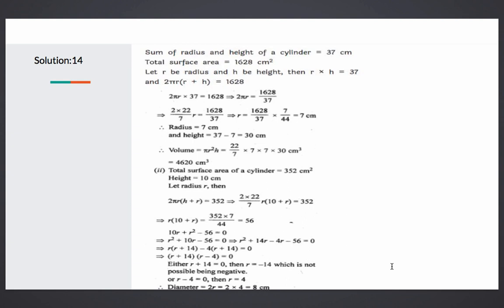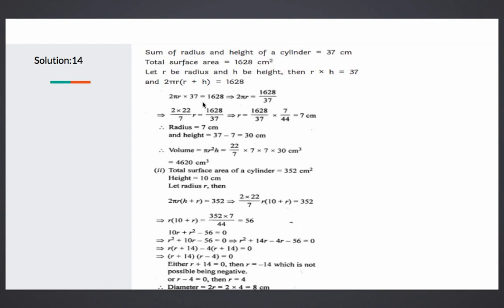So we are going to continue with the exercise, question number 14. Students, pay attention. Look at your book. The 14th question says: the sum of the radius and height of a cylinder is 37 centimeter. Sum of radius and height, that is given as 37 centimeter. Sum means plus, so we'll have r plus h. Radius plus height is given to us.